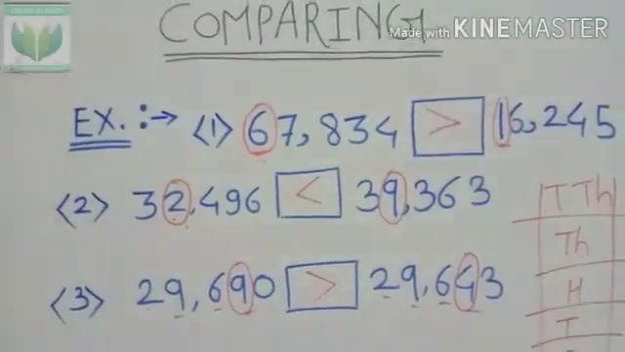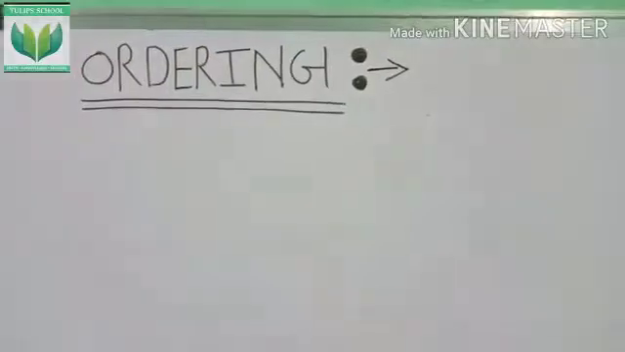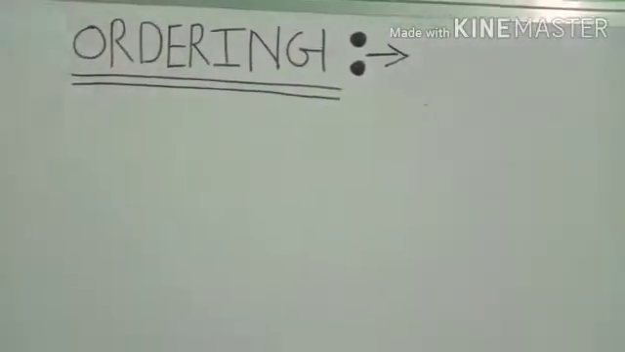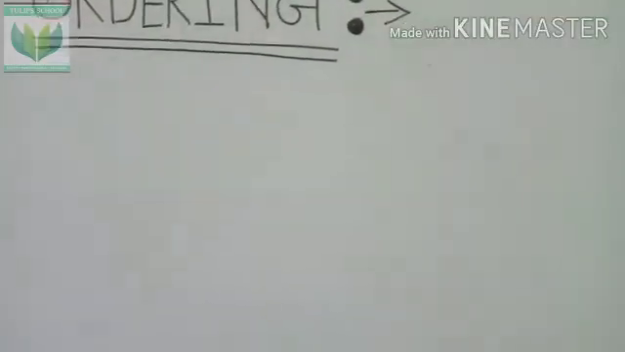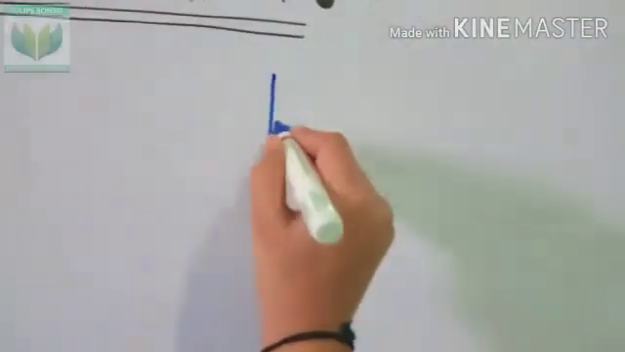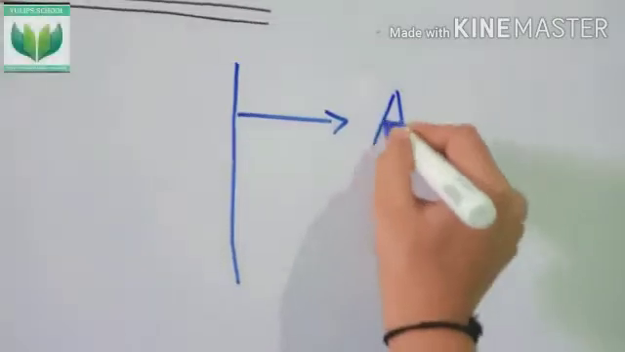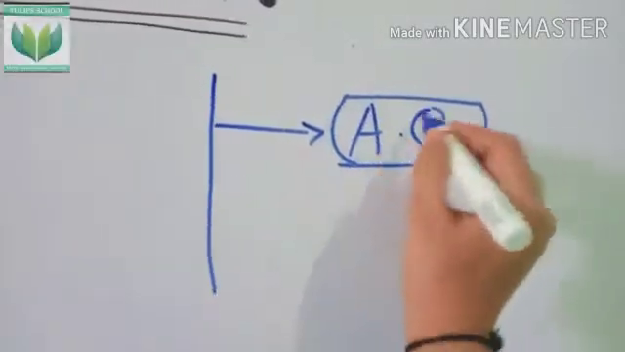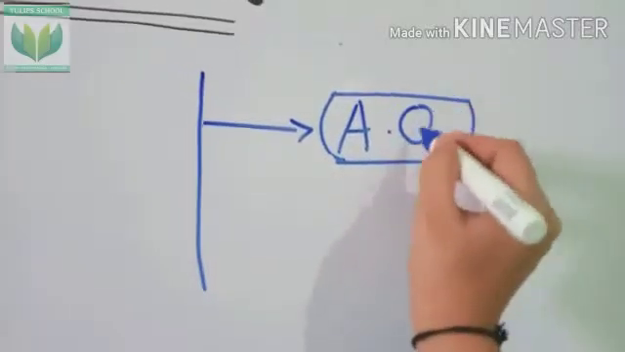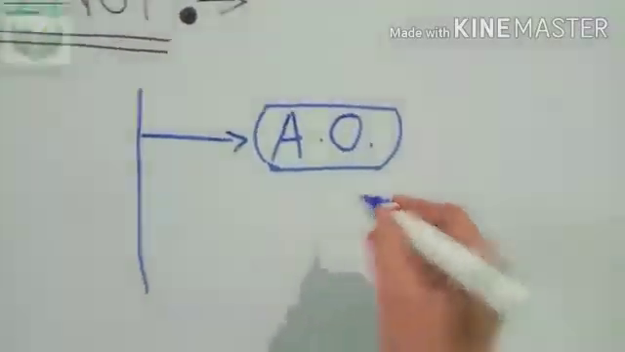Our next point is ordering. In 4th standard you learned about ordering, ascending and descending orders. First, AO is a short form. Can you tell me the full form? AO means ascending order.